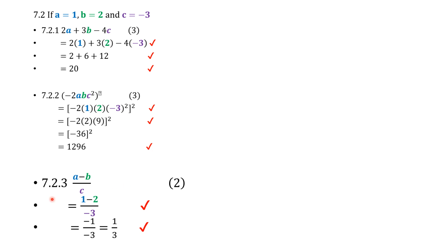Alright, 7.2.3, we have A minus B over C. So A there is given as 1, B is 2, and C is minus 3. 1 minus 2 gives me negative 1 over negative 3. Negative divided by negative becomes positive, so that becomes positive 1 over 3. So 1 mark for substitution, 1 mark for correct answer. I hope we're together so far. Are you following? As I said, I've tried to use color. I hope the color makes it simpler for you so you can see. But let's look at the second problem.